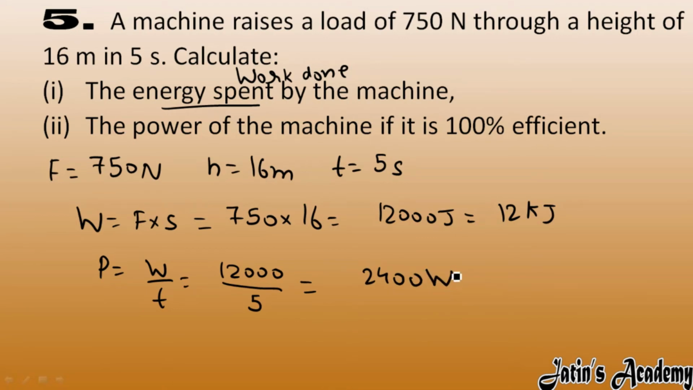Here you can leave the answer. You can also divide it by 1000 and multiply it by 1000. Clear? So you will get 2.4 kilowatt. So in this way you can convert your answer into kilowatt also.